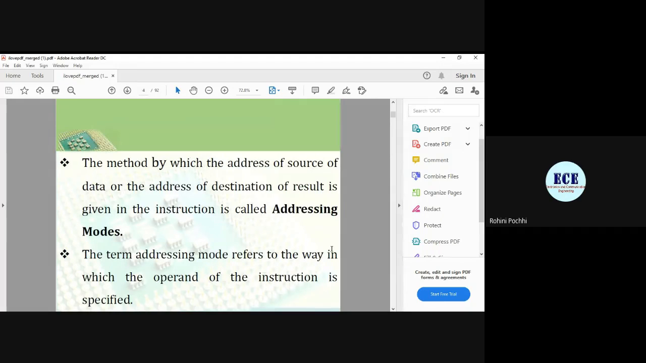The term addressing mode refers to the way in which the operand of the instruction is specified. Can anyone tell me what the operand is and what it does in any type of instruction? Aryan, Ankita, what do you mean by operand?